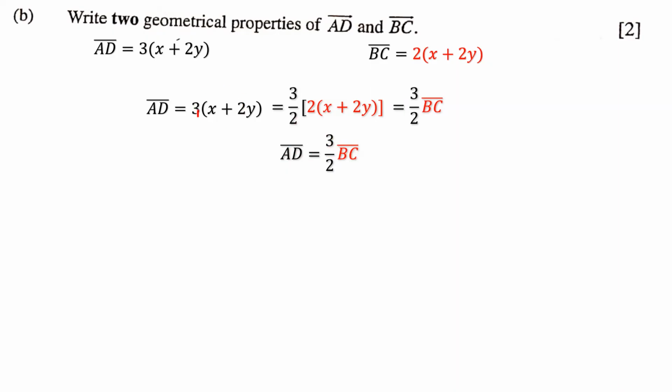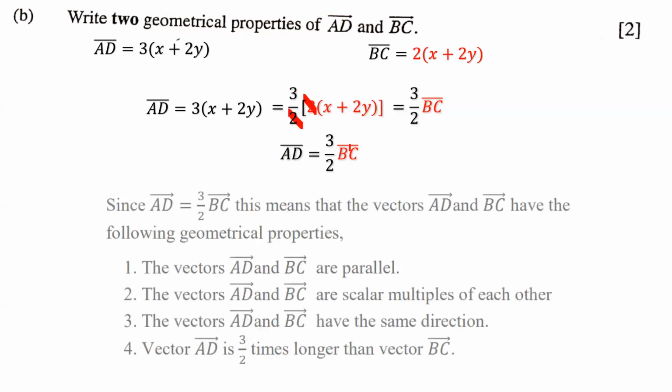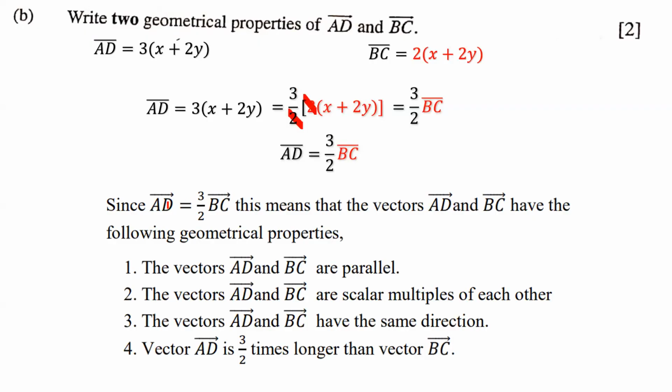So what I did here was I took AD, and all I did was I multiplied by 3 over 2, and I found that if I just cancel out these 2's, that's exactly AD. And so what that means is that this expression right here is exactly AD. But this expression is 3 over 2 BC. And so that means that I can write AD in terms of BC. So since one vector can be written as a scalar multiple of another vector, this means that the following geometrical properties hold.